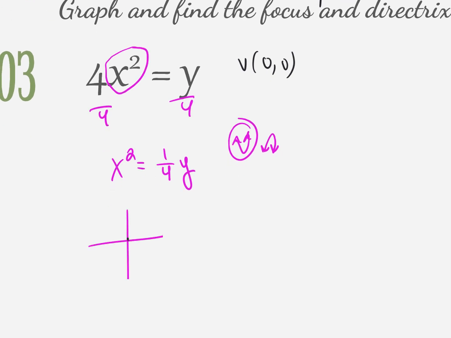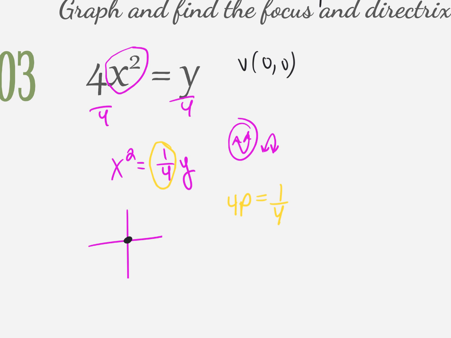So let's think about this. Our vertex is here. I know we're going upwards. Like you should have a good vision. So that means your focus is going to be above the x-axis. Your directrix is going to be where? Below. Good. So what do I set equal to 4p? 1/4. So 4p equals 1/4.